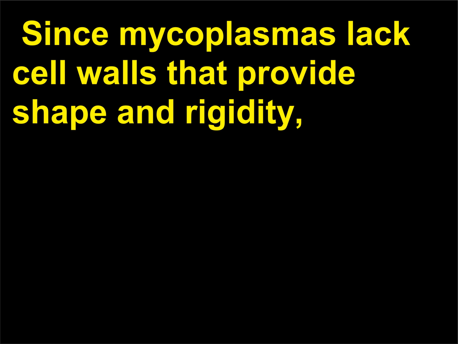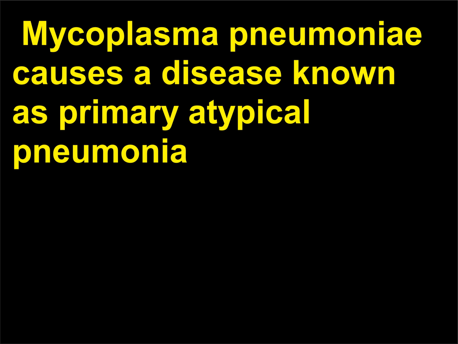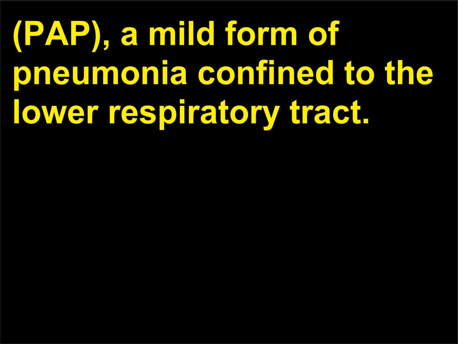Since mycoplasmas lack cell walls that provide shape and rigidity, they have no definitive forms and are pleomorphic. Mycoplasma pneumoniae causes a disease known as primary atypical pneumonia, PAP, a mild form of pneumonia confined to the lower respiratory tract.